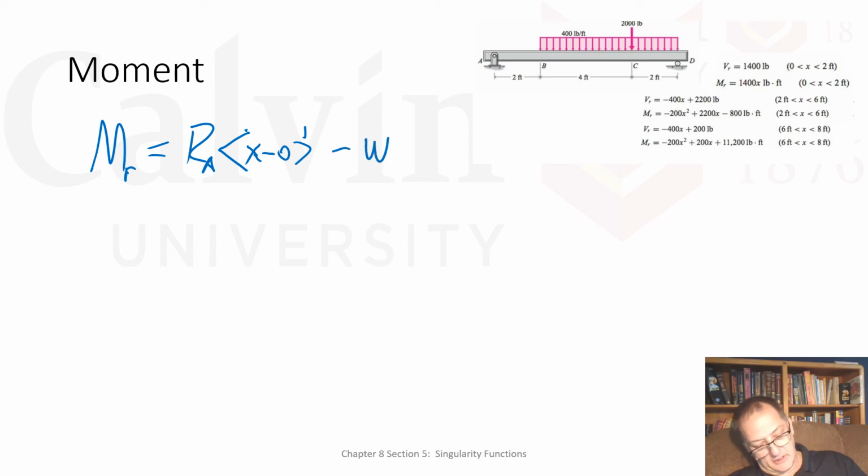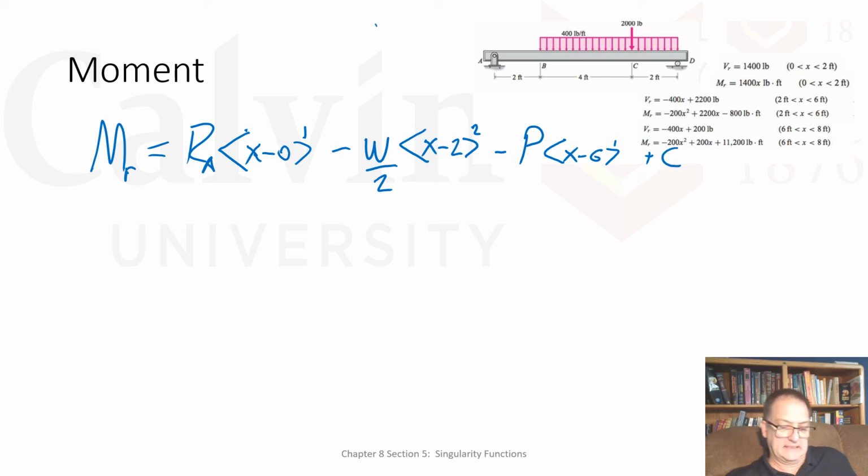Minus W. Now, this was x minus 2, because that was my position, raised to the first power, so I need to integrate that. So it's x minus 2 squared, and then I have to put the exponent underneath. So it's W over 2, x minus 2. And then I have to put a minus P x minus 6, and I'm going to put to the first power. And I'm going to add a constant, because I have to add a constant when I integrate those.